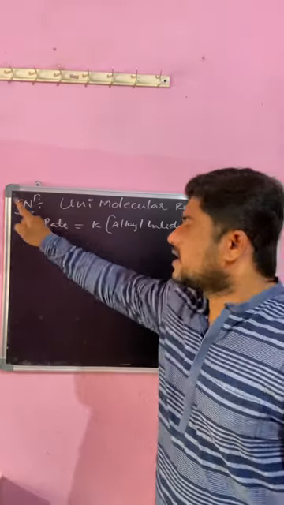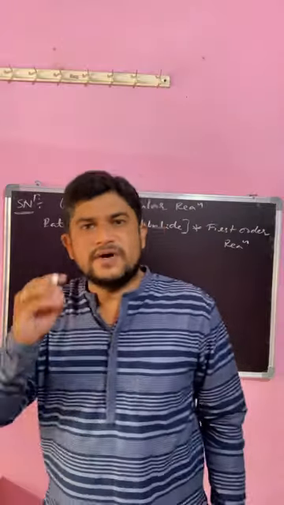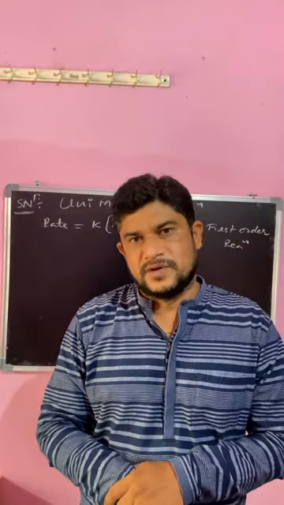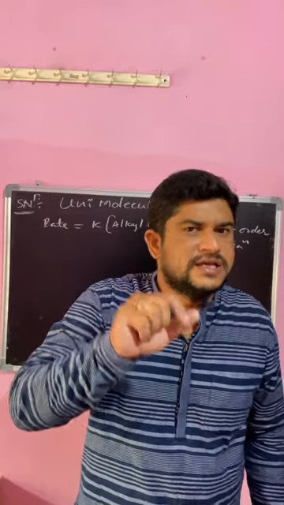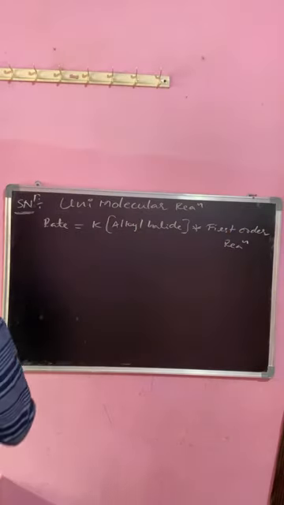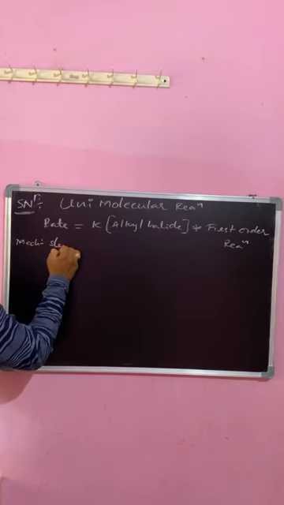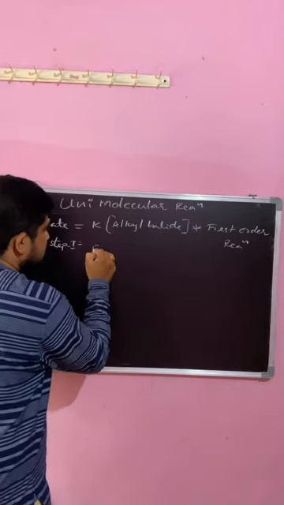So this type of reaction is called what? The SN1 reaction. This SN1 reaction occurs in two steps, whereas the SN2 reaction occurred in only a single step. Here SN1 occurs in two steps. We'll see them one by one. Here, if you see the mechanism, step 1. In step 1, what happens?